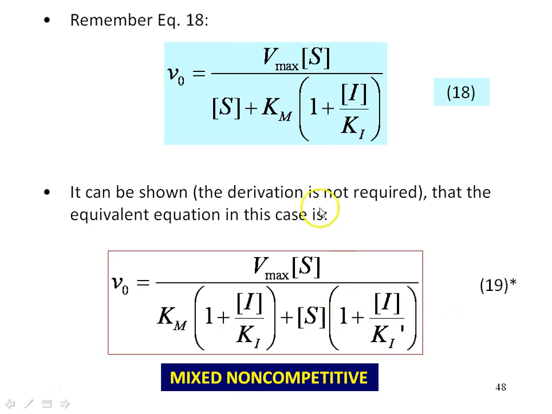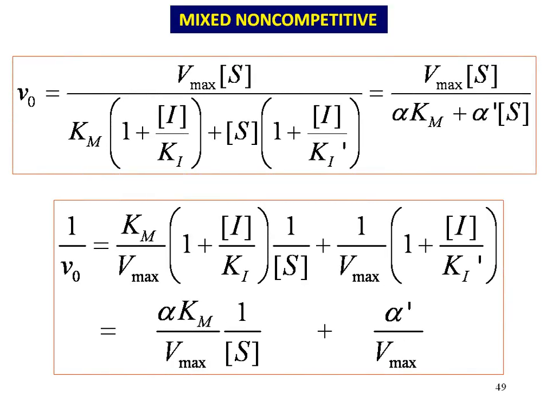So contrast this with the case of the competitive. The competitive didn't have an alpha prime here. In the case of mixed non-competitive, you have an alpha prime multiplying the substrate concentration in the denominator. So this is the equation that we've seen in the last slide, and we call this term in brackets alpha, and we call this term in brackets with the Ki prime alpha prime. Alpha and alpha prime are not equal because Ki in this case is not equal to Ki prime, as I discussed at the beginning. So we have to keep the distinction with the prime.